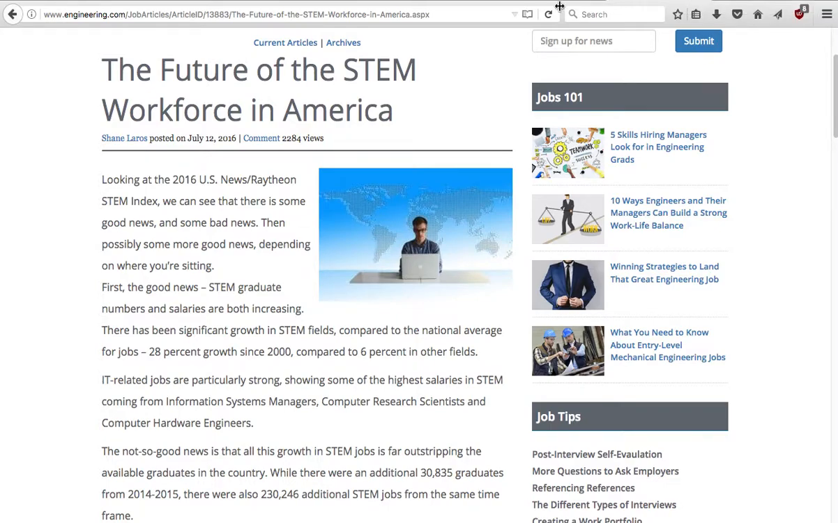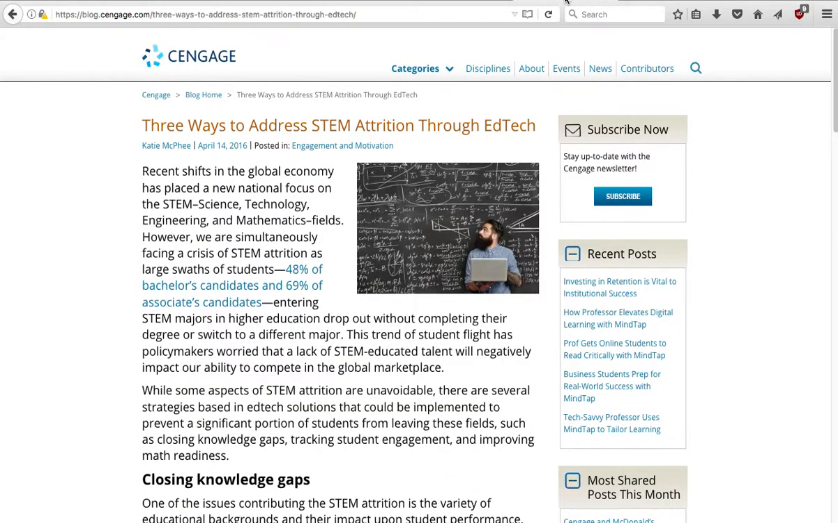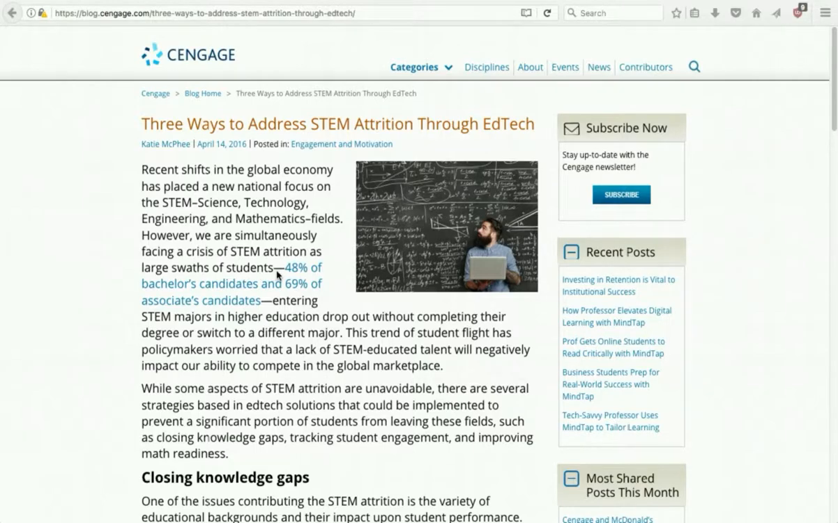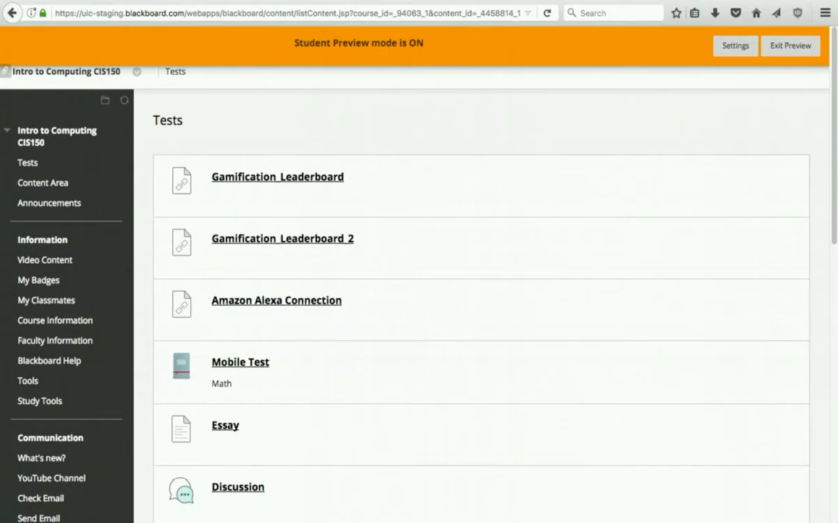However, if we were to look at some of the realities of STEM education, about 48% of bachelor degree candidates and 69% of associate degree candidates within STEM are dropping out. So we have high attrition rates away from STEM. There are many reasons for that, many difficult things to conquer. However, intrinsic motivation is one of them. So let's take a look at the application that is trying to address this.